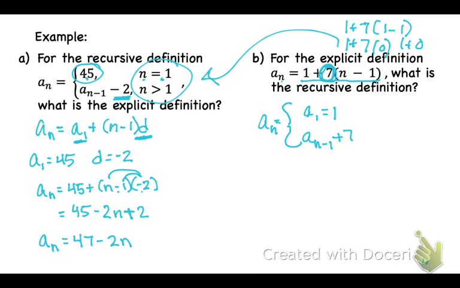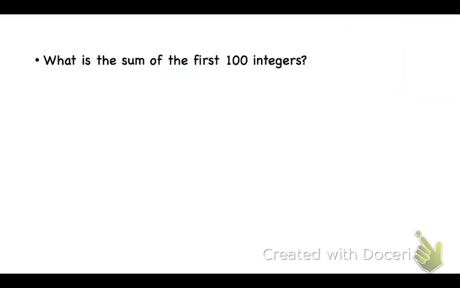Now, I'm going to tell you the process of going from explicit to recursive very rarely happens. We go from recursive to explicit a lot. I don't know why this book likes you to go the other direction. I probably wouldn't ask you to do that on a test. Next thing we're going to do.